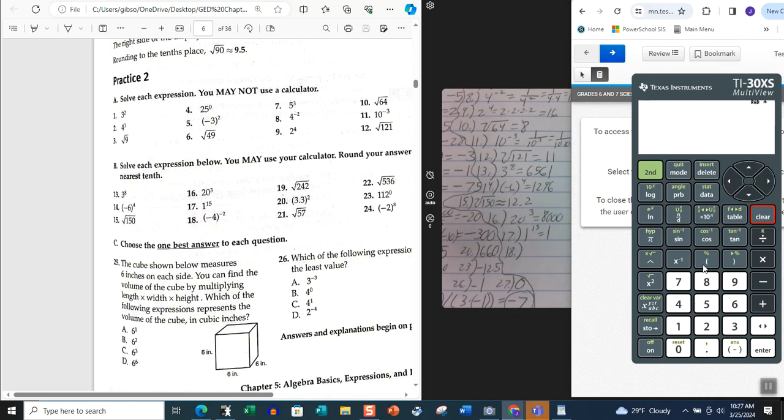Parenthesis, -4. Close the parenthesis, to the -2 power. Press enter. It gives us 1 over 16.